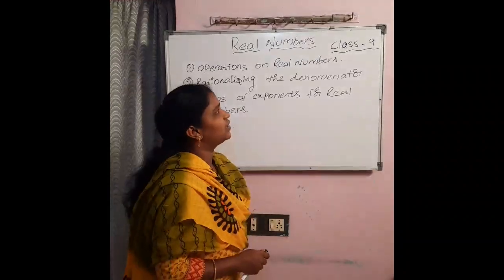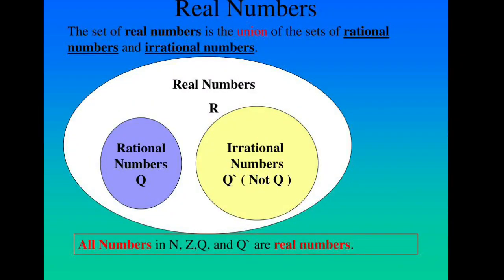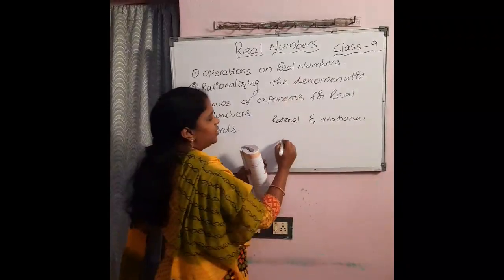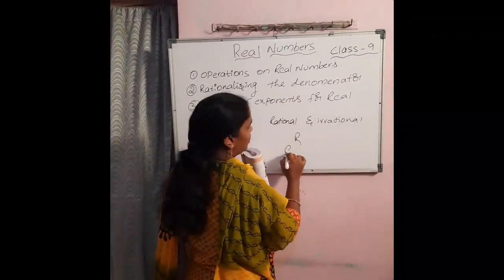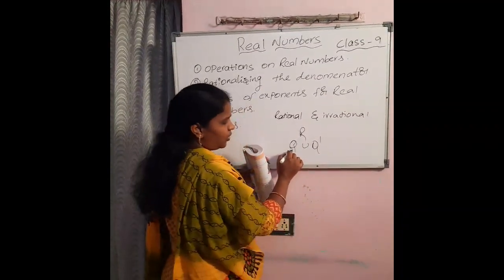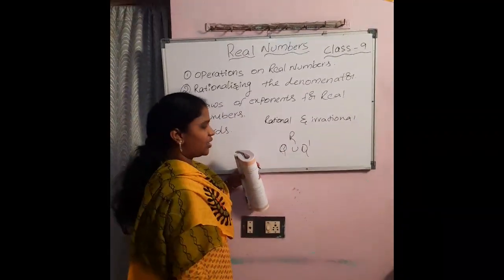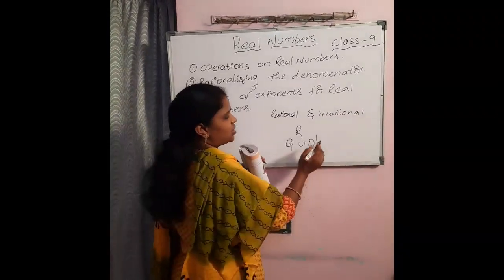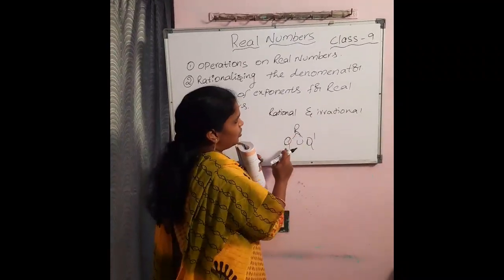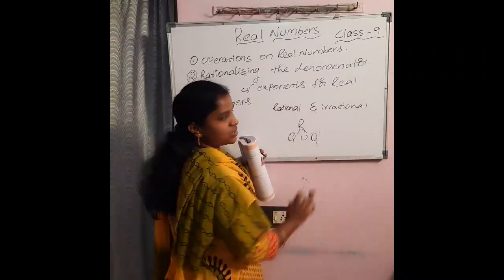What is a real number? Real numbers are nothing but the combination of rational and irrational numbers. Real numbers are the union of rational and irrational numbers. Rational numbers are denoted with Q, because rational numbers can also be called quotient numbers, and irrational numbers are denoted with Q dash. So real numbers are the union of rational and irrational numbers.